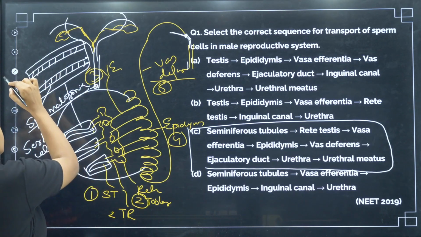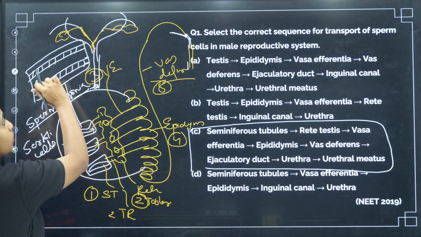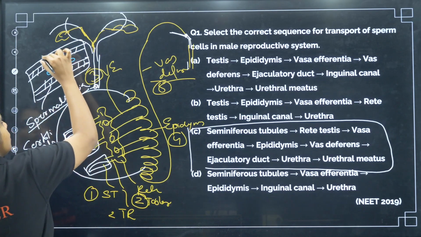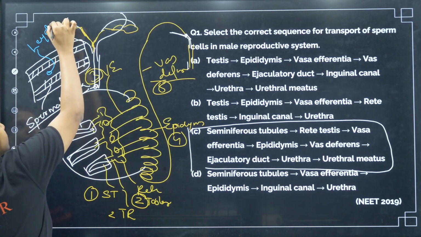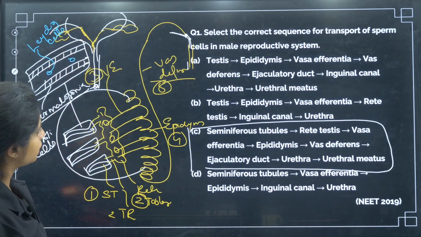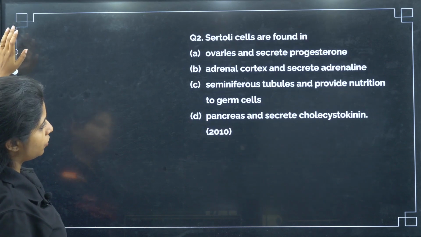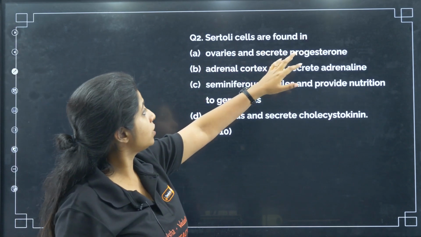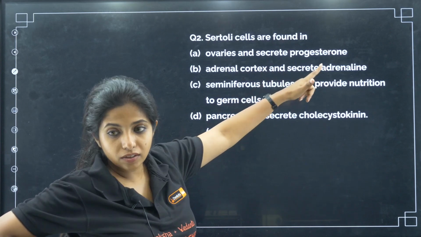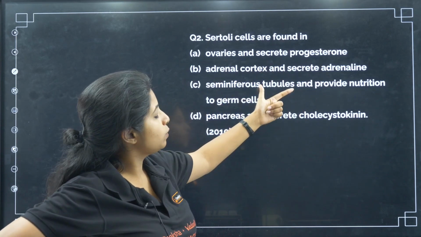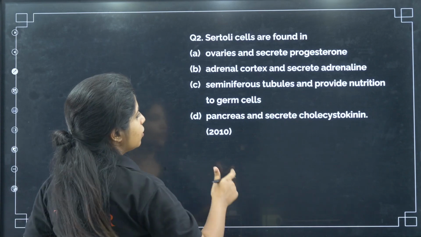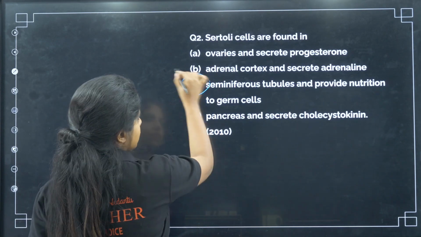Now I'll tell you one more piece of information. Outside the seminiferous tubule, the space that you see is known as interstitial space, and over here you find something that is known as Leydig cells. Now, Sertoli cells are found in ovaries and secrete progesterone, adrenal cortex and secrete adrenaline, seminiferous tubules and provide nutrition to germ cells, pancreas and secrete cholecystokinin. No, my dear children, your answer is this.